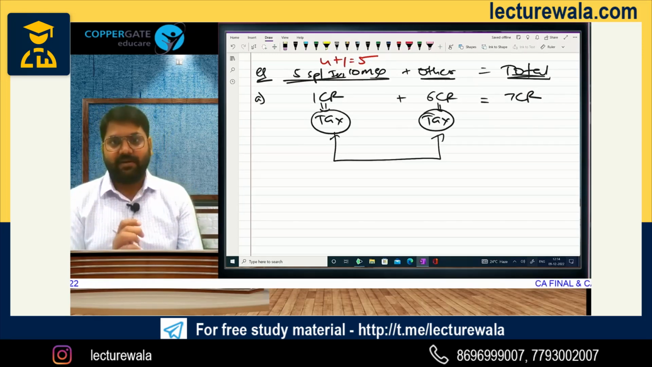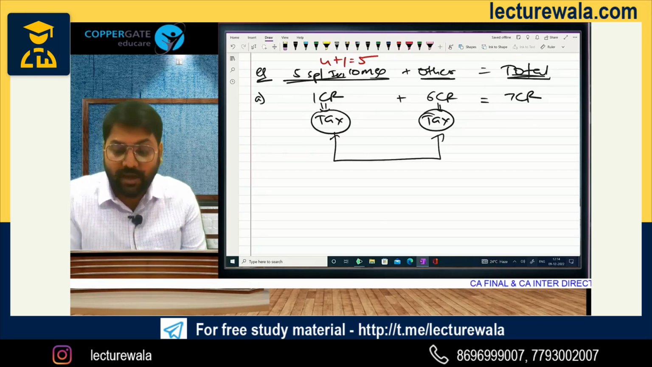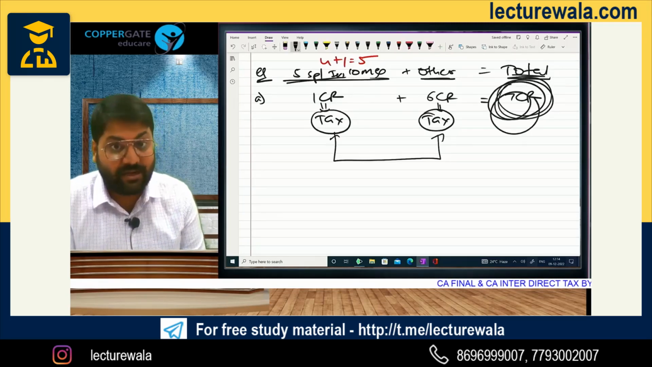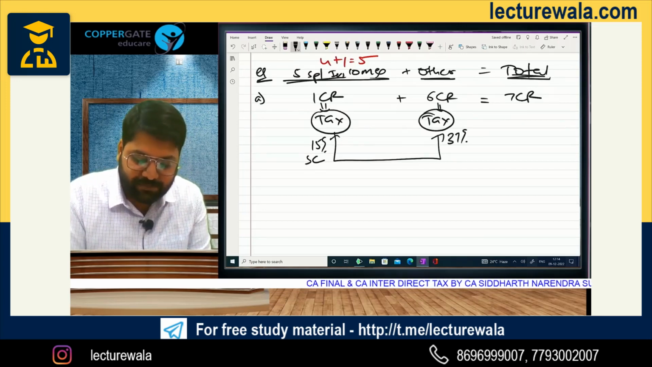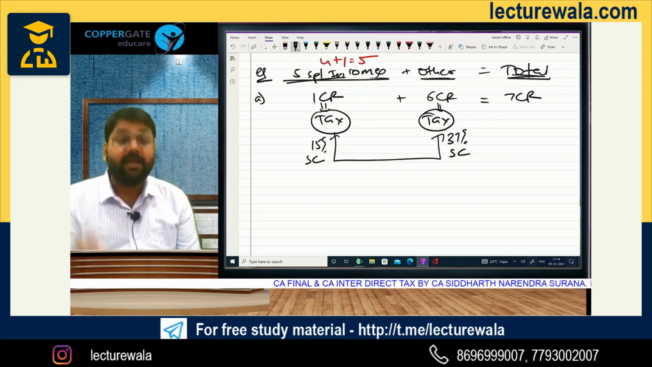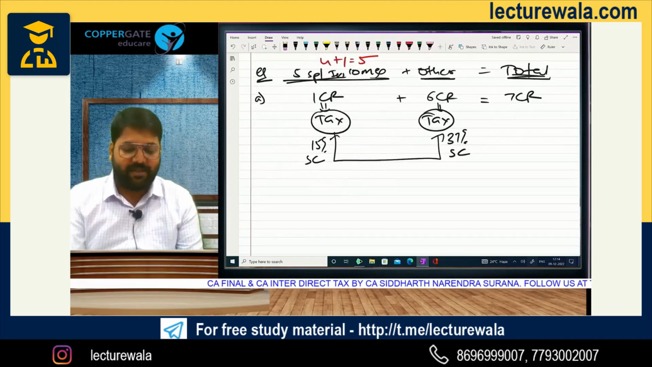So calculate tax on 1 crore, and calculate tax on 6 crore. Now understand: though the total income has exceeded 5 crore, we have to look at the NTTI only, no? But here, on the tax on the special incomes, we will apply only 15% surcharge. Only on the tax on the other income will we apply 37%, because 25 and 37 is not applicable on these special incomes.